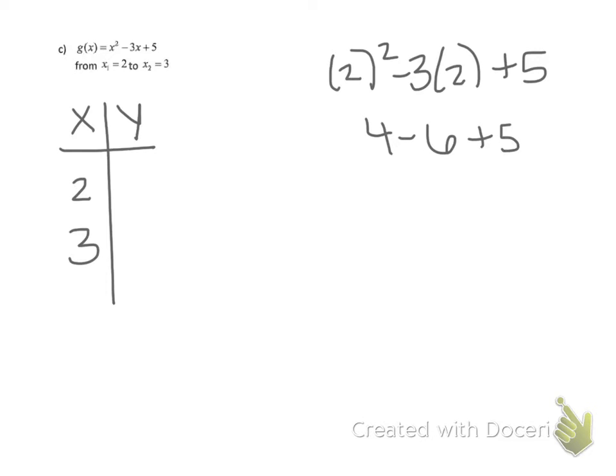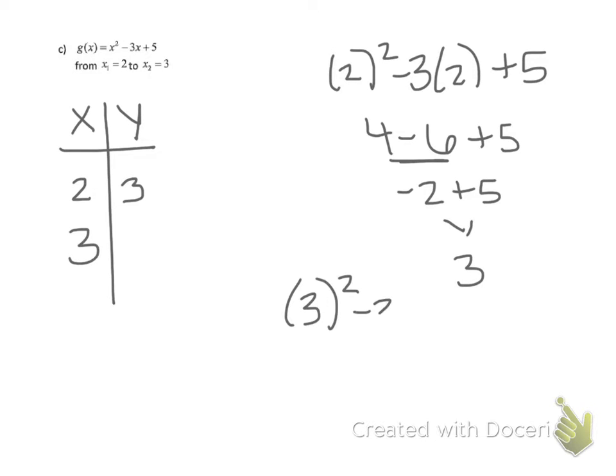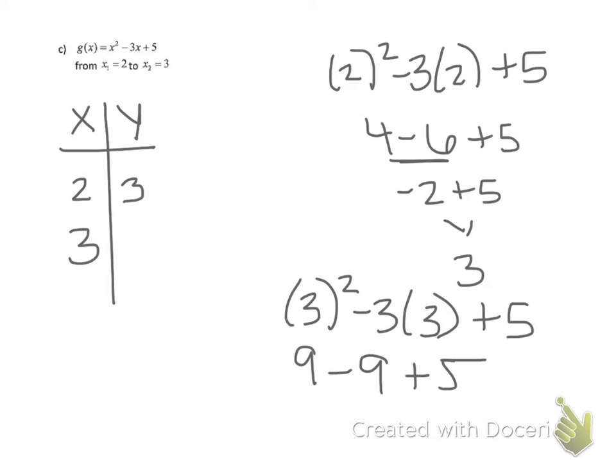I apologize for my phone. 4 minus 6 is negative 2 plus 5. So I just put those two together to get that 3. Now we're going to do the same thing, but we're going to input 3. So I have 3 squared minus 3 times 3 plus 5. 9 minus 9 plus 5. The 9's cancel, and I'm left with 5.